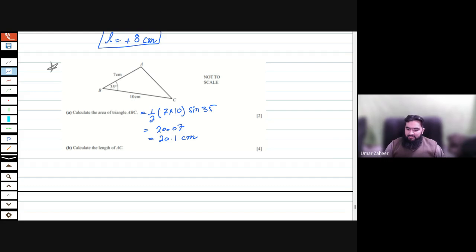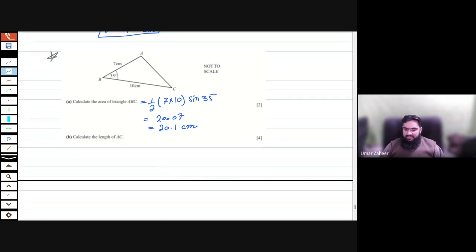Yes. Right. Now in the next part, he says that you have to calculate the length of AC. If anyone knows, we have to find the length AC. What do we have to use here? It is from sine rule, cosine rule, maybe trigonometric ratios or Pythagoras. Yes, tell me how we can find the length of AC. Anyone, please raise the hand.